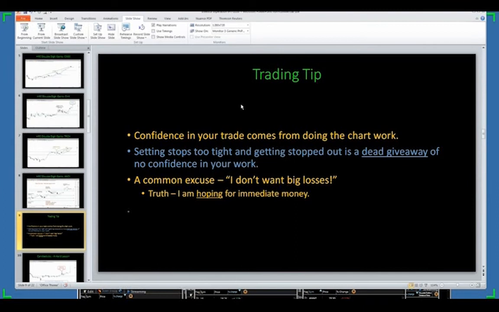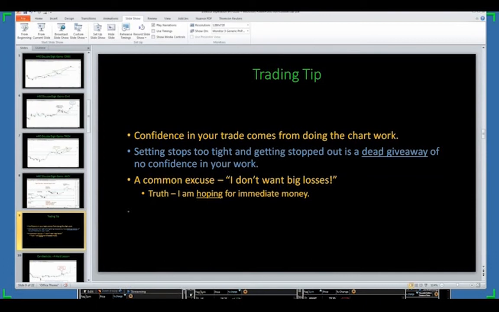And confidence comes from doing the work. I'm not saying you have to spend hours in front of your computer, not at all. But you do have to go through some educational time, and you do have to spend a little bit of time to build that confidence within yourself. Setting stops too tight and getting stopped out, it's a dead giveaway. It is a solid dead giveaway of no confidence in your work, because you're so afraid to lose a few bucks. Oh, I can't. If it goes down, I'm so afraid I'm going to lose.